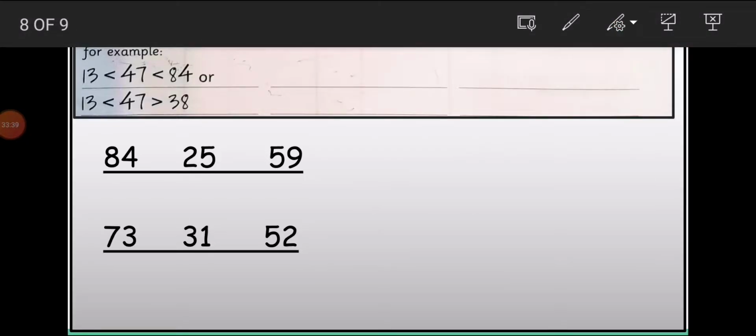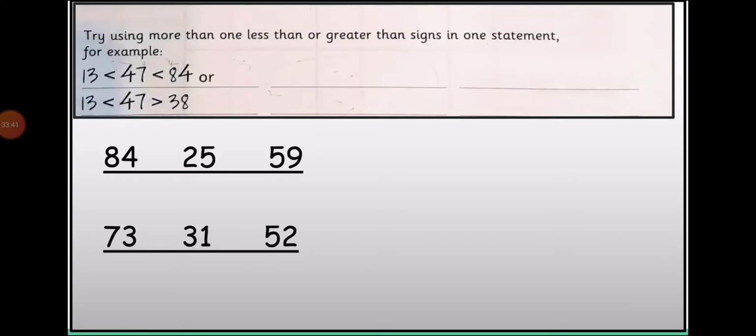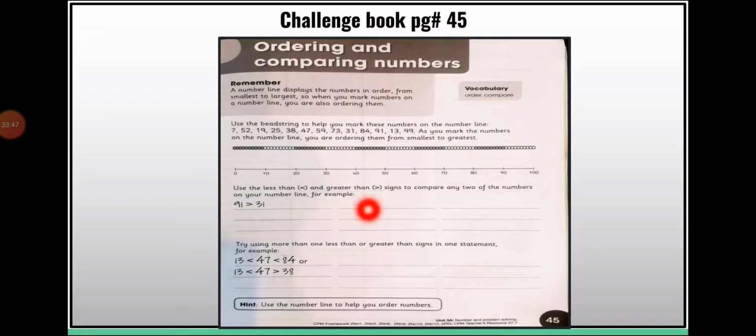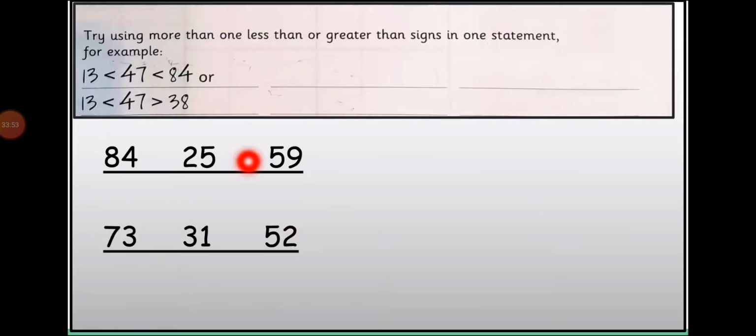Now in that way you will do these two number sentences. We are going to do only two in today's assessment. So write these three numbers on your number spaces here. Only we will do two here. I have given you the numbers here: 84, 25 and 59. The second one is 73, 31 and 52.